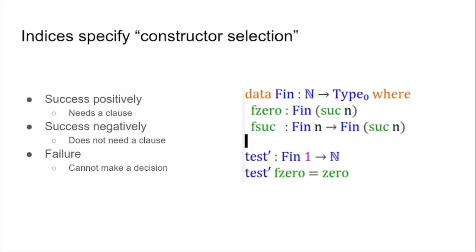In this example, test prime, we are performing a pattern matching on the type Fin 1, and the f0 constructor succeeds positively, so we are required to perform a pattern matching for it, while the argument of the fsuc constructor succeeds negatively, so we do not provide a pattern matching for it.